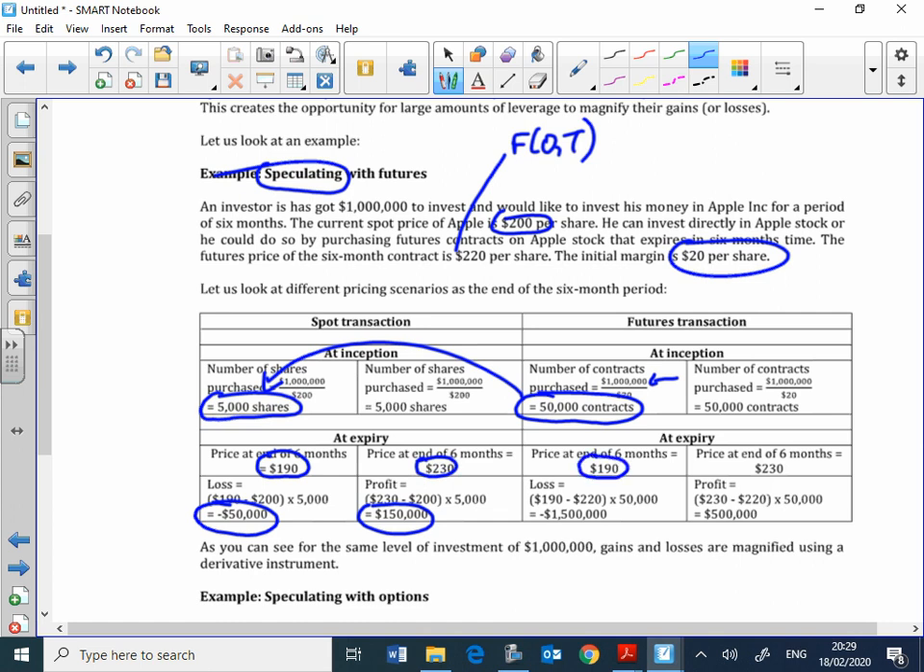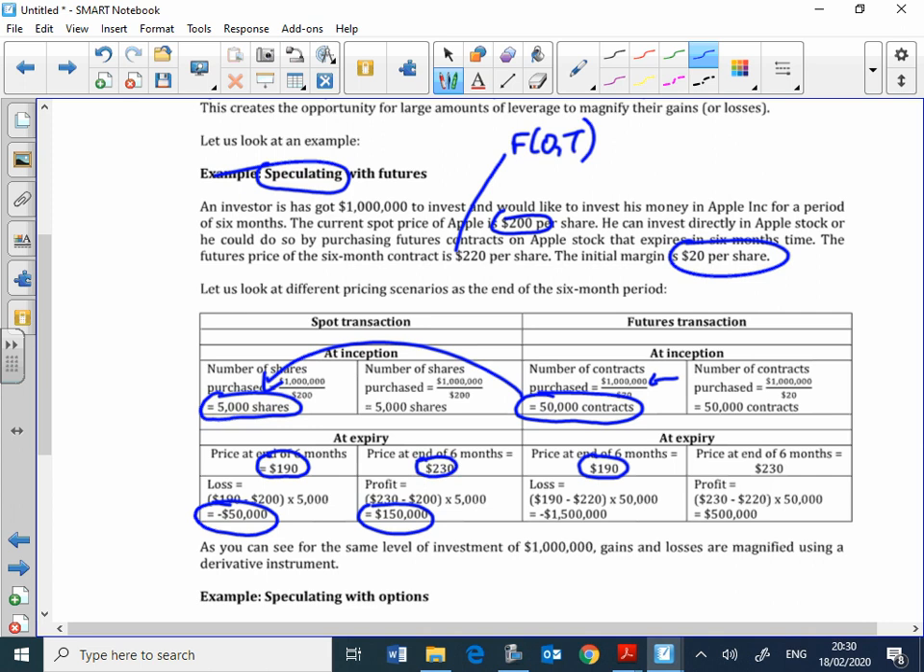The price at the end of 6 months was 190, just like it was on the spot. What happens there? What have I done? I've agreed to, okay, I've agreed to what? I entered into a futures contract to buy at what price? 220. It's currently sitting at what? 190. Why did I just walk away, guys?